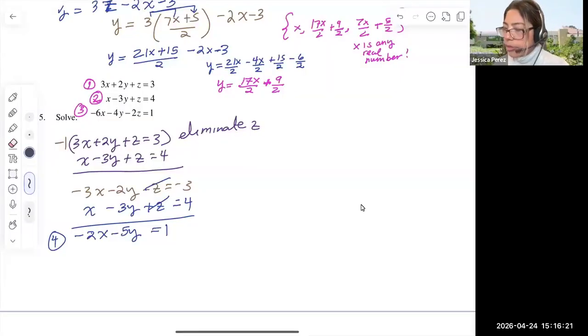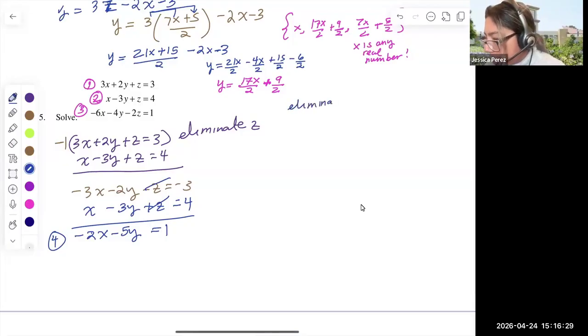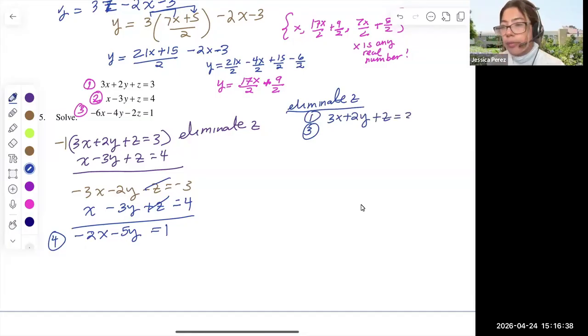Righty, so we combined equation 1 and equation 2, so we get equation 4. Now we want to eliminate z, so we need to combine equations 1 and equation 3. So we get 3x plus 2y plus z equal 3. And then on the bottom, I get negative 6x minus 4y minus 2z equal 1. My goal is to eliminate z, so I'm going to multiply that top equation by a positive 2.